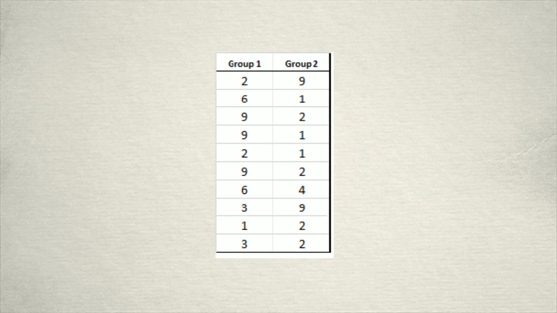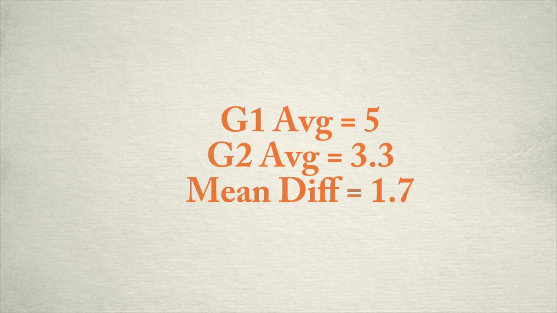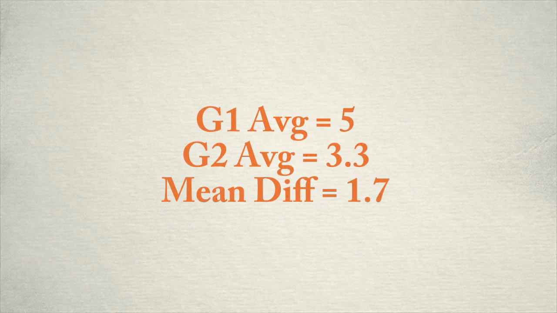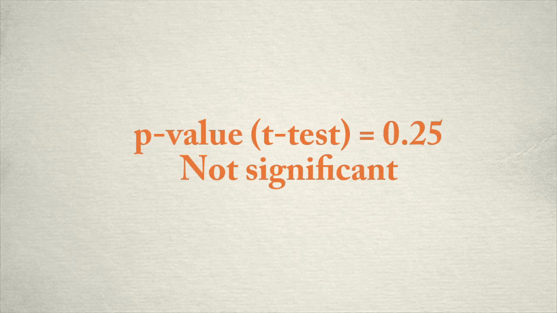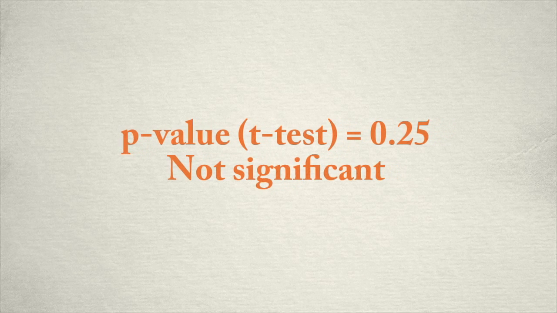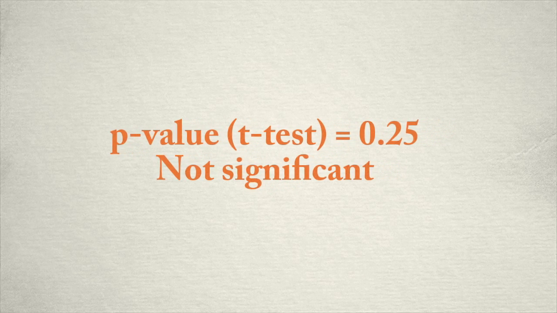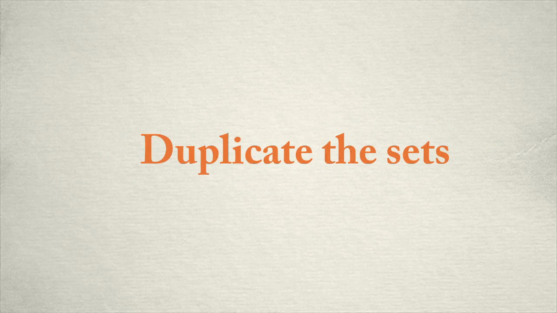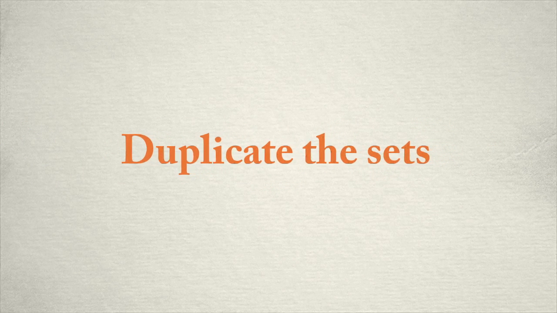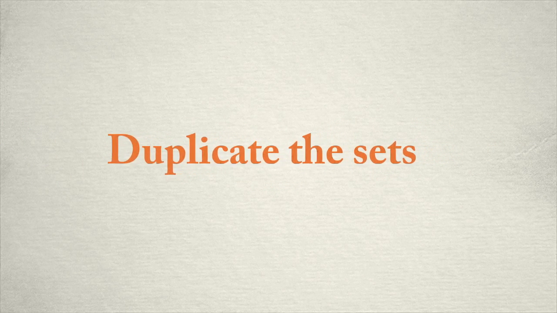Imagine that I generate 2 more sets of random numbers. This set of numbers will produce a mean difference of 1.7 between the two groups. When you run a t-test on these values, you find a p-value of 0.25. That's not significant. What if I duplicated the first set of data to 10 more participants in each group?